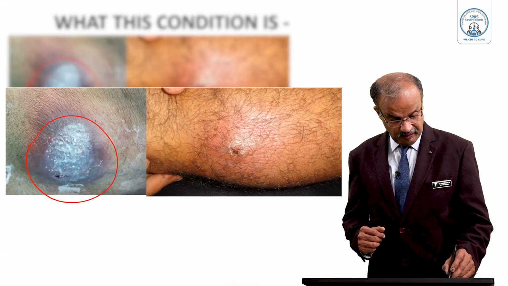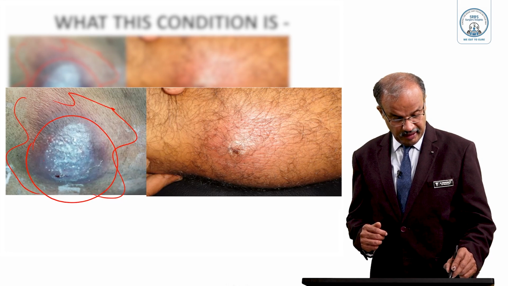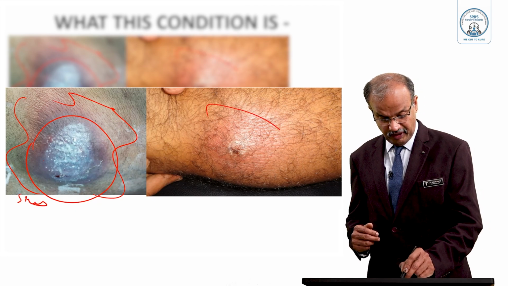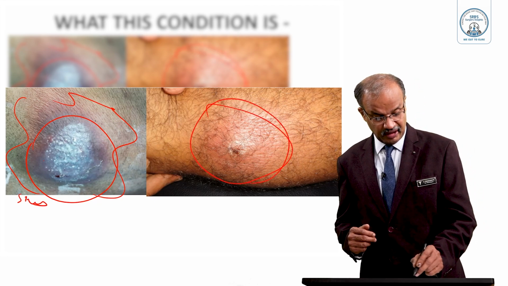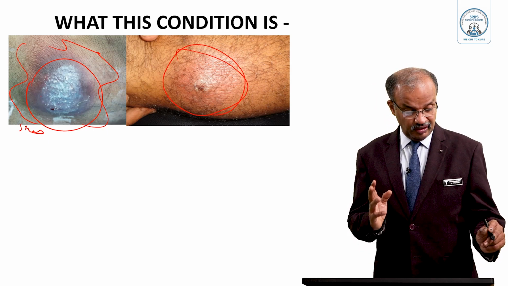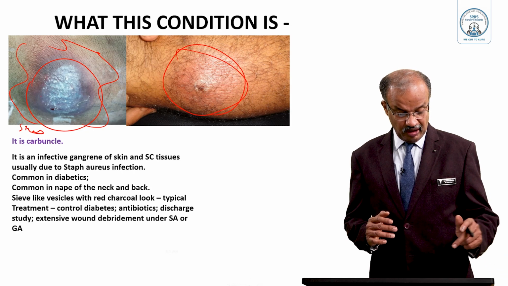Here, typical thing: redness, edema is there, some wrinkling and pus too, small pus pointing, sieve-like pattern, something like that. And here also a different presentation, a little earlier presentation. So typically what this condition is, this is a very common entity. This is carbuncle. So what is carbuncle?